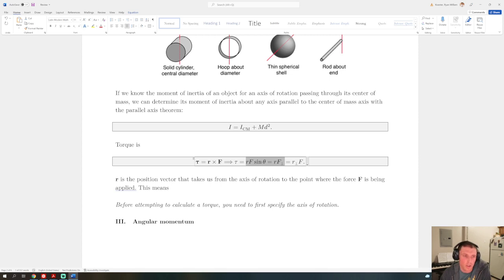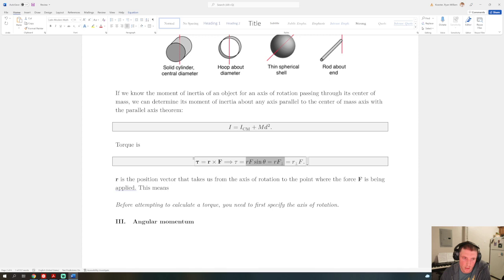Because your R vector depends on that, right? So you want the sine of theta to be in the same direction. I'm not quite sure what you mean by that, but you want to make sure that theta is the angle between your position vector and your force vector, right?